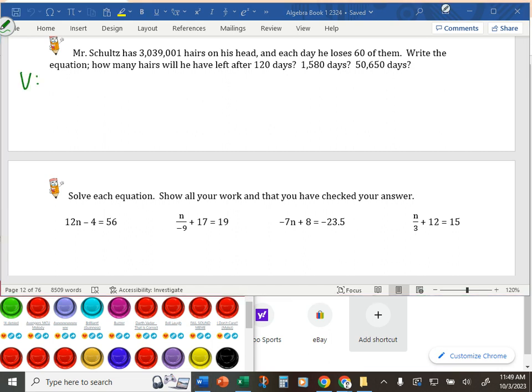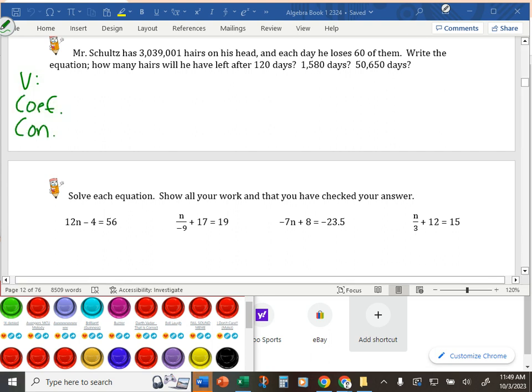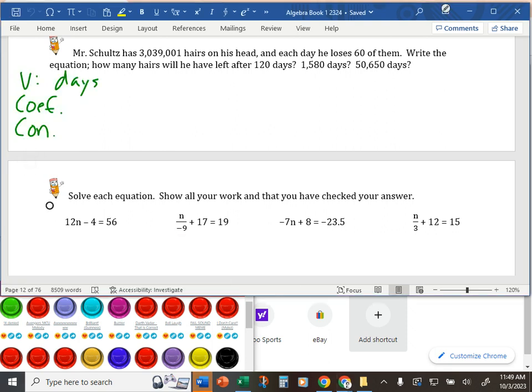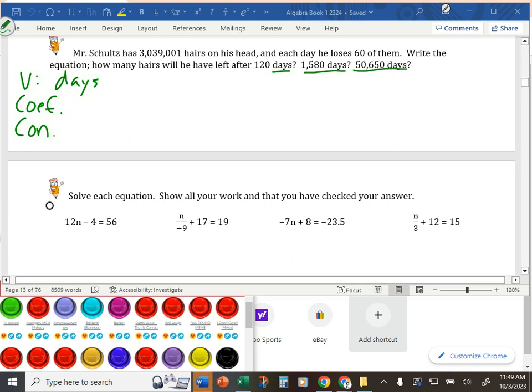First of all, what is our variable? And then what is our coefficient? And what is our constant? What can you put up there? Is the variable days? The variable is days. Fantastic. And it's days because that's what we're testing, right? 120 days, 1,580 days, 50,000 days, right?